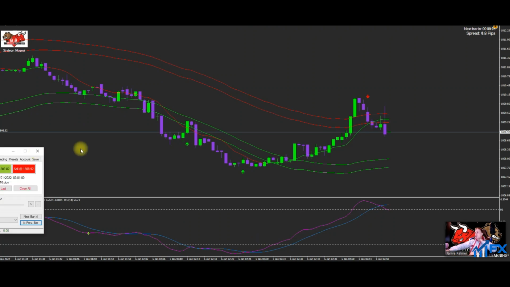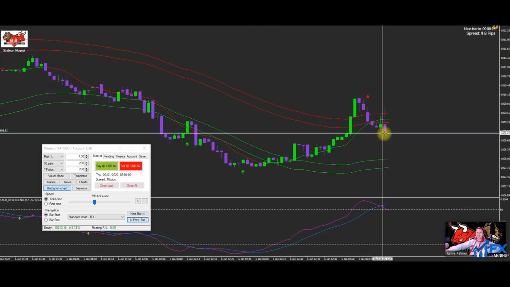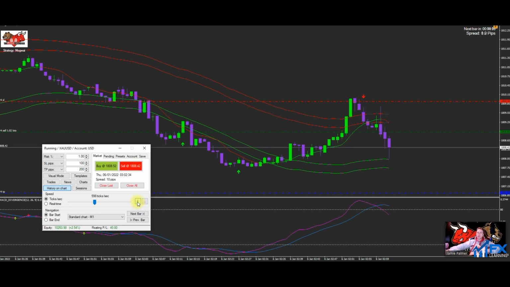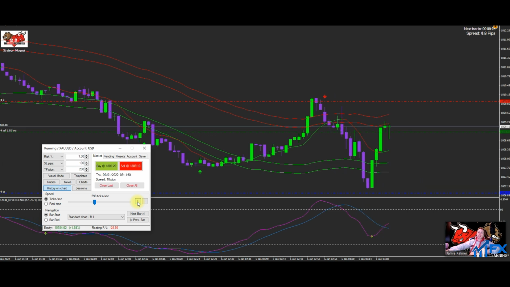So what I'm going to do is, again, I'm going for a 100 pip stop loss, but a 200 pip take profit now. So 200 pips take profit, 100 pip stop loss, so a 1 to 2 risk reward ratio. Do we win the trade? Come on, come down.